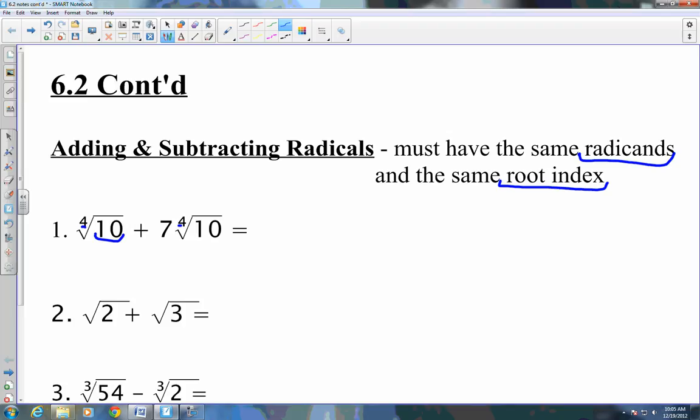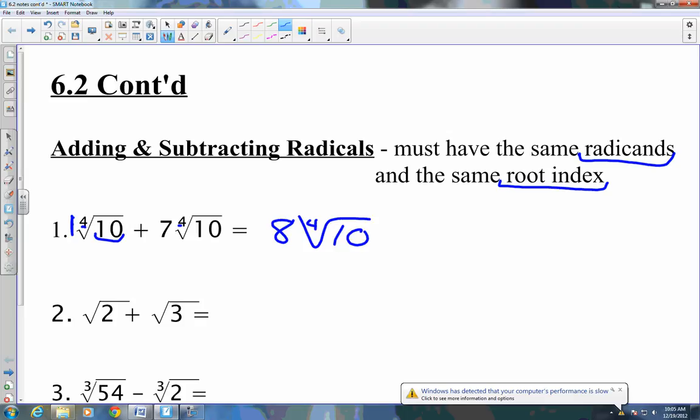Think about it a lot the same as what we do with variables. You can add them if they are like terms, so both the radicands and the root indexes are the same. Then, if there's nothing there, you assume it's times 1. So if I have 1 times the 4th root of 10 plus 7 times the 4th root of 10, I add 1 plus 7, I get 8. The 4th root of 10 stays the same.